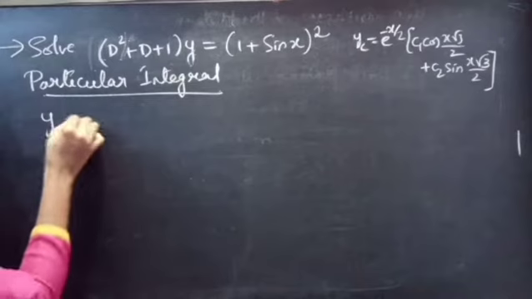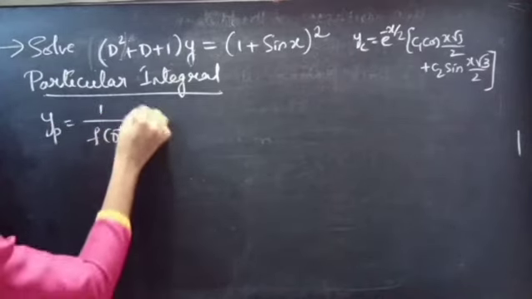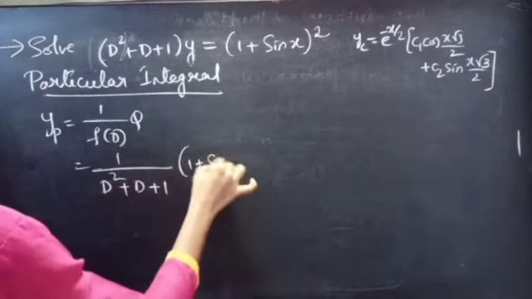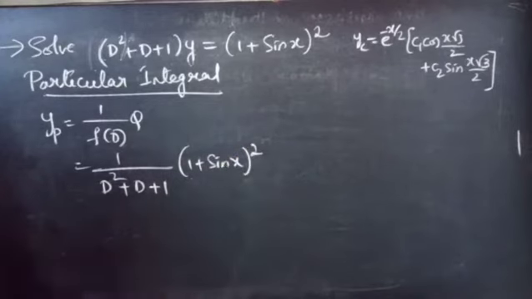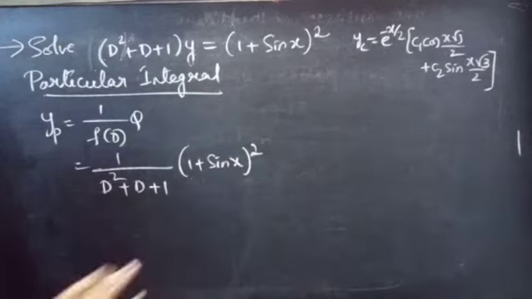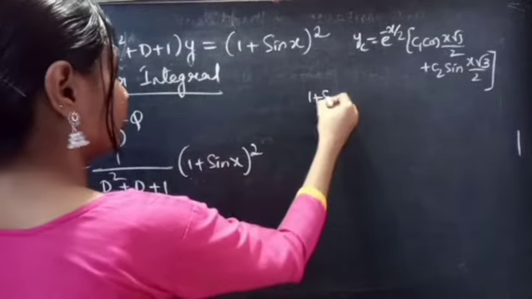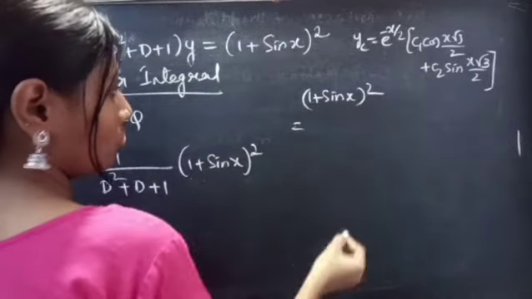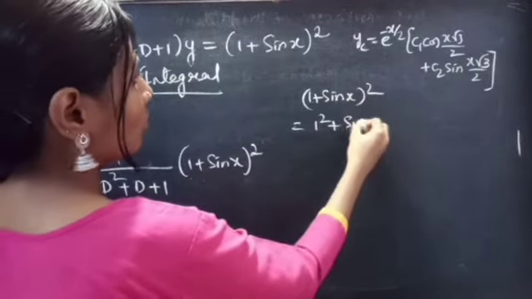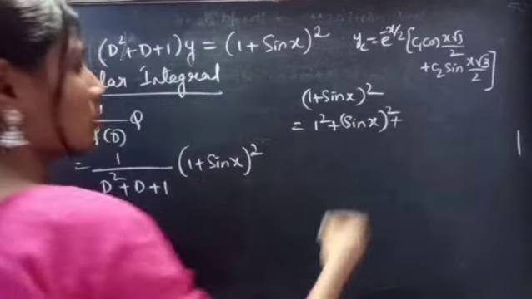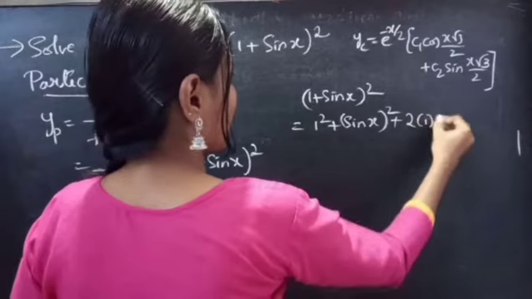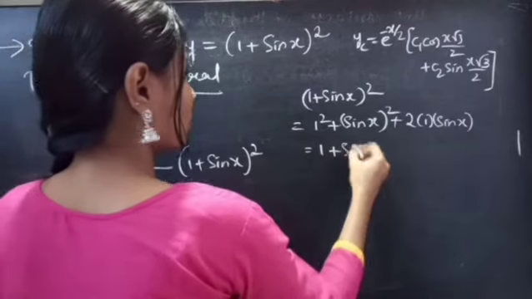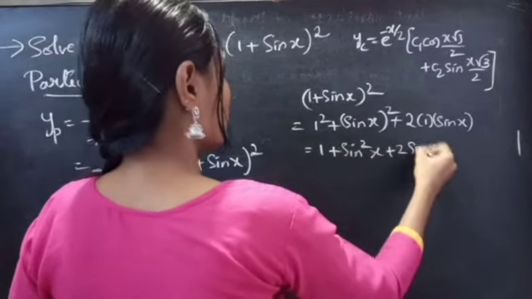Now let's find the particular integral. We can find the particular integral using yp equals 1 by f of d into q. We have f of d as d squared plus d plus 1 and q is 1 plus sin x whole square, right? You can write this q in a plus b whole square form. So let's expand this using the formula a square plus b square plus 2ab, which gives 1 plus sin x whole square is 1 plus sin square x plus 2 sin x.